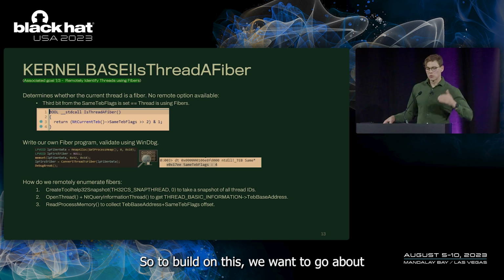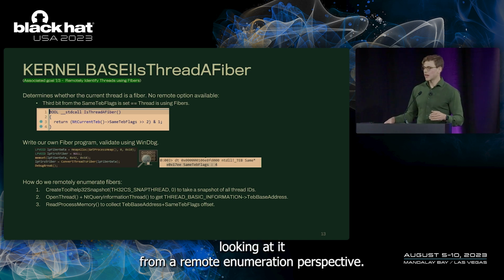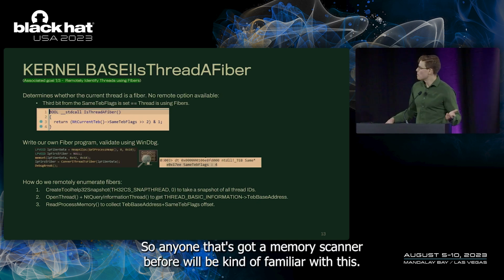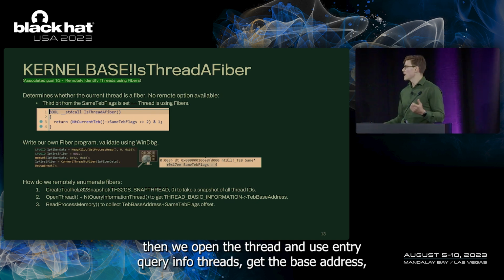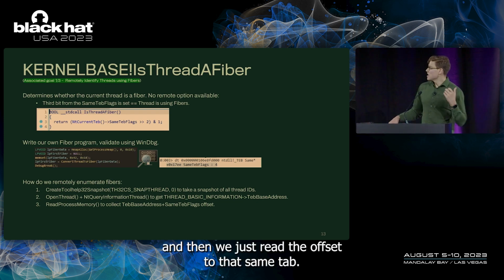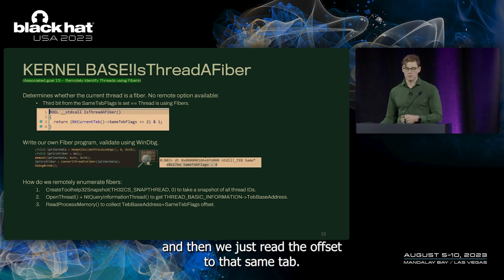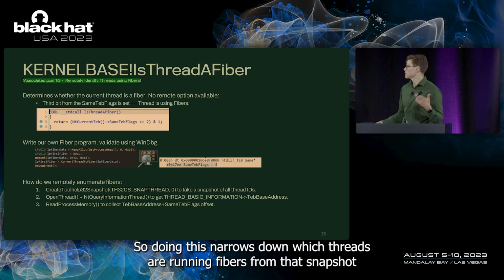So to build on this, we want to look at it from a remote enumeration perspective. Anyone that's built a memory scanner before will be familiar with this. First, we take a snapshot of all the running threads. Then we open the thread and use NtQueryInformationThread to get the TEB base address. And then we just read the offset to that same TEB flags field. So doing this narrows down which threads are running fibers from that snapshot.